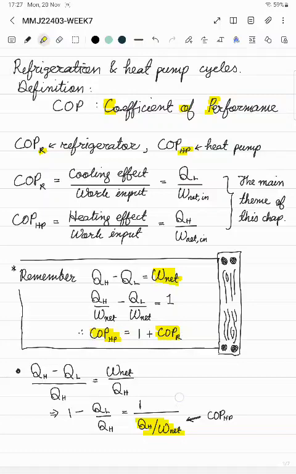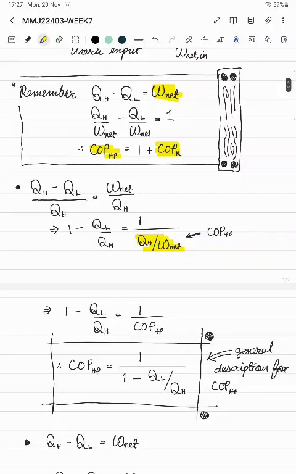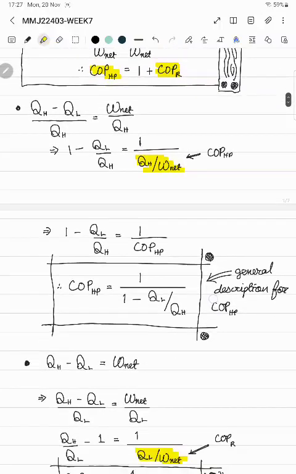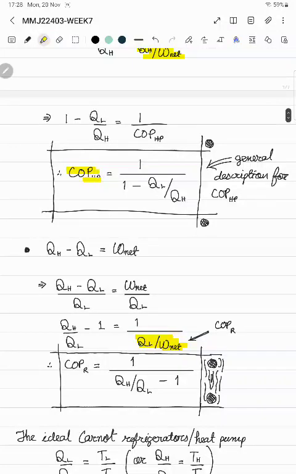So next is another definition. Q_H minus Q_L equals W_net, and if you divide the left hand side and the right hand side by Q_H and do the algebra, you will come to the conclusion that COP_HP is equivalent to 1 over 1 minus Q_L over Q_H. So this is the general description for the COP of the heat pump.